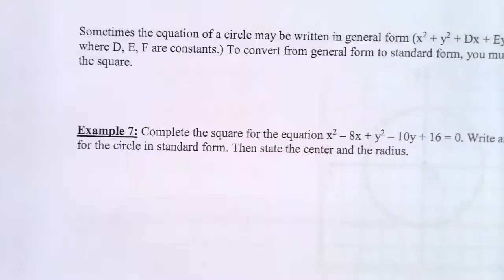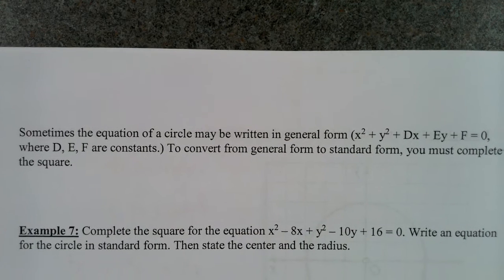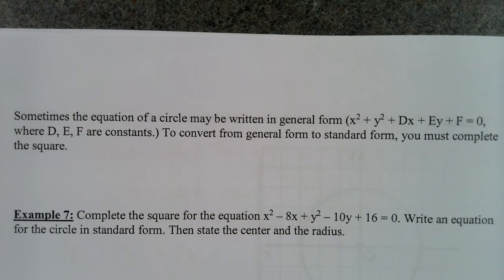So up until now, we've been talking about the standard form, the standard equation of a circle. There's also something called the general form. Sometimes the equation of a circle may be written in the general form: x squared plus y squared plus dx plus ey plus f equals 0, where d, e, and f are constants.